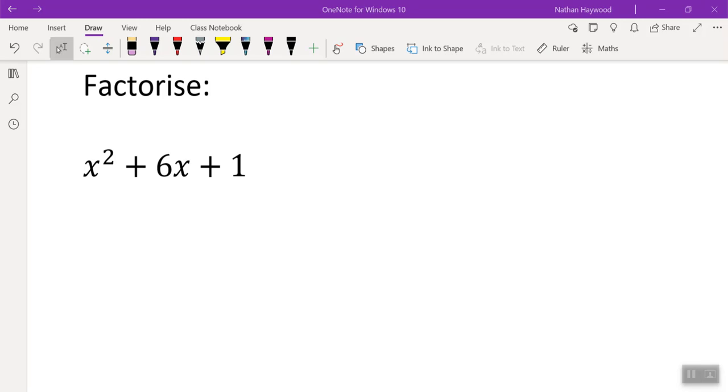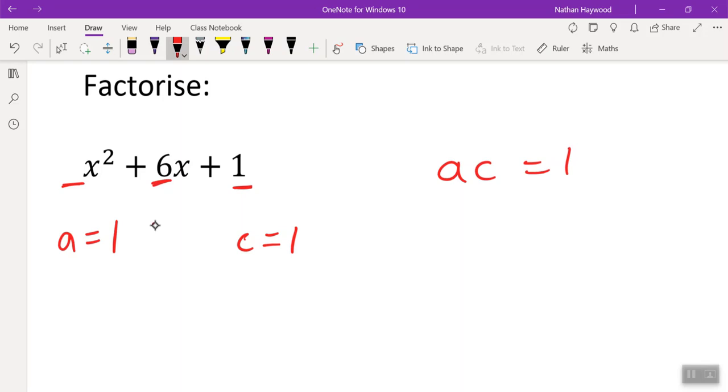I've taught you the A, C, B method. In this quadratic, the A is equal to 1, the C is equal to 1, A times C is 1. The B is equal to 6. What are two numbers that multiply to get 1 and add to get 6? There is none.